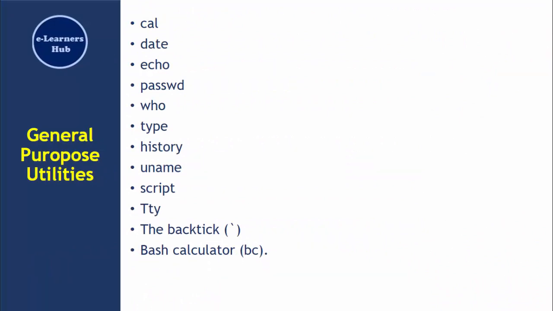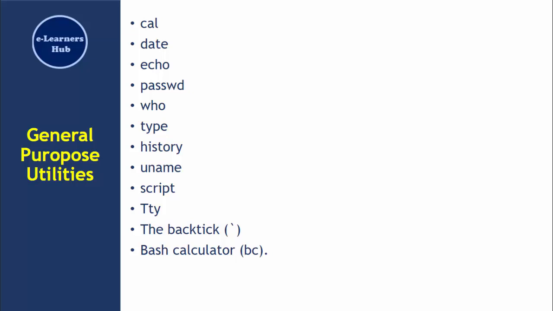These are some of the utilities that we are going to work with. cal displays the calendar for the current month or the year that you specify. You have date that shows you the current date and time, and you have echo to display some messages on your screen. This is what we saw in the last video, where you displayed the shell that you are using with the echo command. passwd allows you to change the password on your machine. Password is your login password. who will show you the users that are logged into the current system.